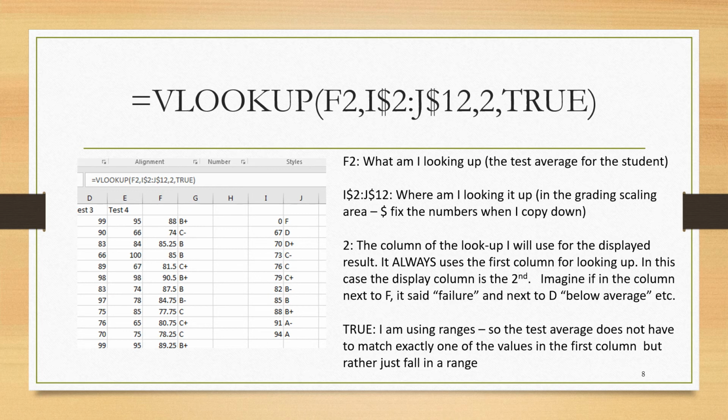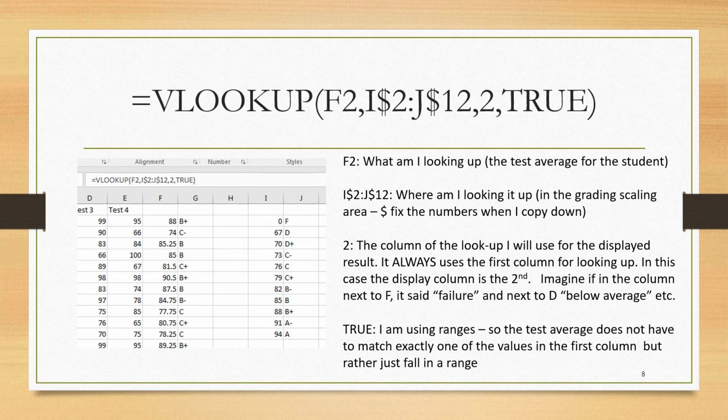The third argument is a 2, and this refers to what column of the lookup table I display. After I found the test average F2, which range it belongs to in column I of the lookup table, then what am I grabbing to display? In this case, it's column 2. So we're always going to look up column 1. And in this case, there are only 2 columns, so by default it would have to be 2.